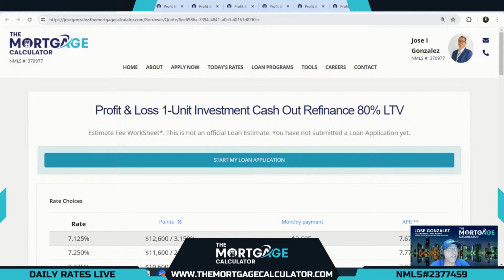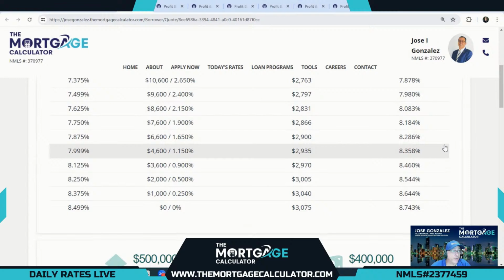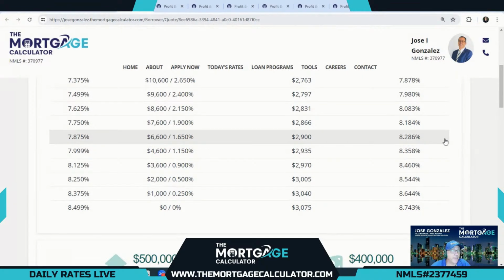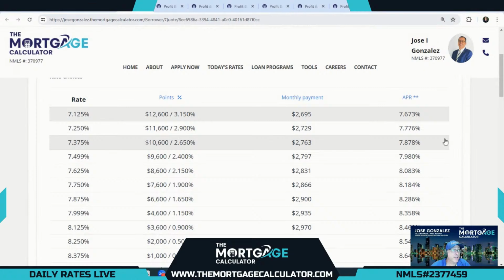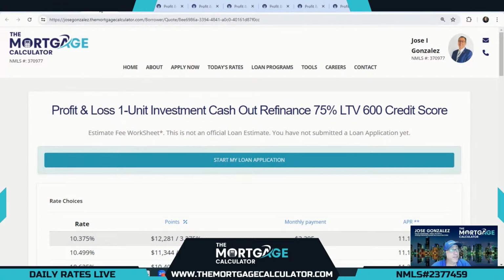And our investment 1 unit cash out at the maximum LTV, again, of 80%. And look at these rates, right? 8.499 is our lowest cost option at par. And you can buy that down all the way to 7.125 at a cost of 3.15 points for investment cash out refi at an 80% LTV.